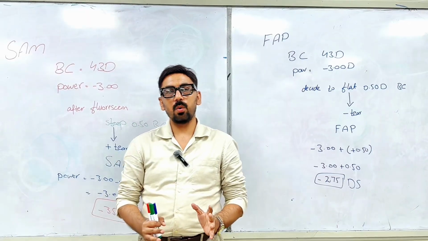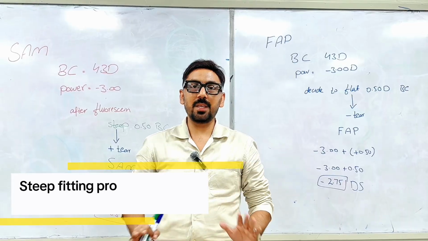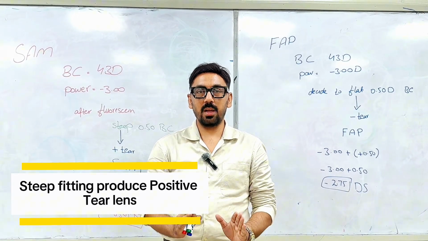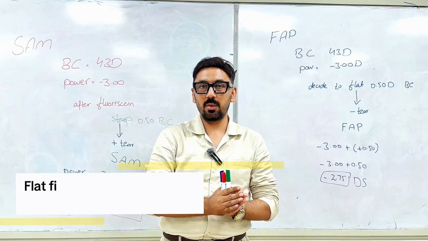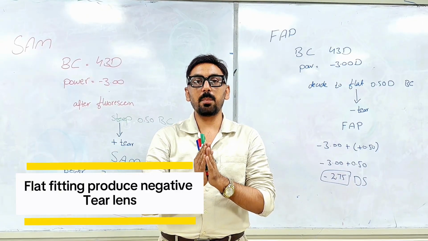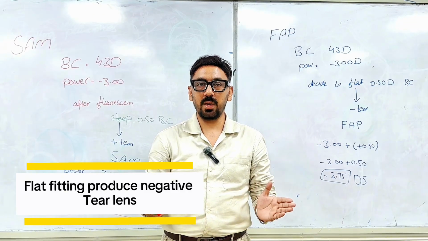So we have discussed the positive tear lens and the negative tear lens. As I said, whenever the fitting is steep, there will be a tear lens and it will be in plus form, right? And whenever there is a flat fitting, there will be a tear lens and the power of the tear lens will be minus, right?